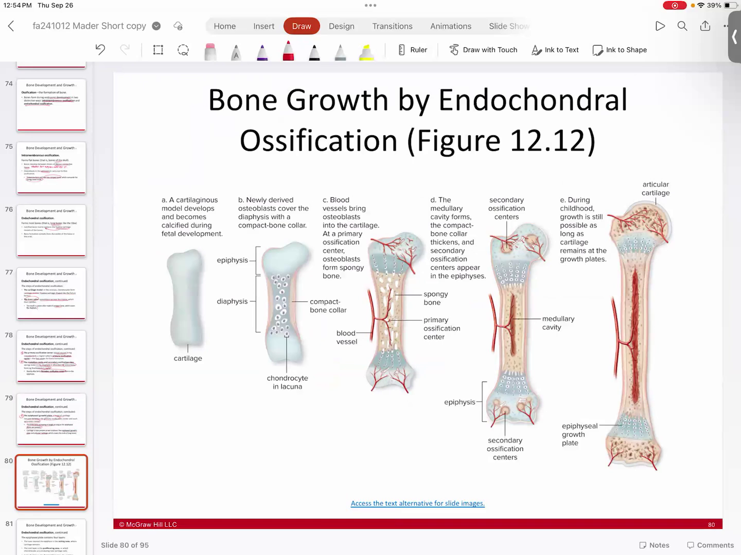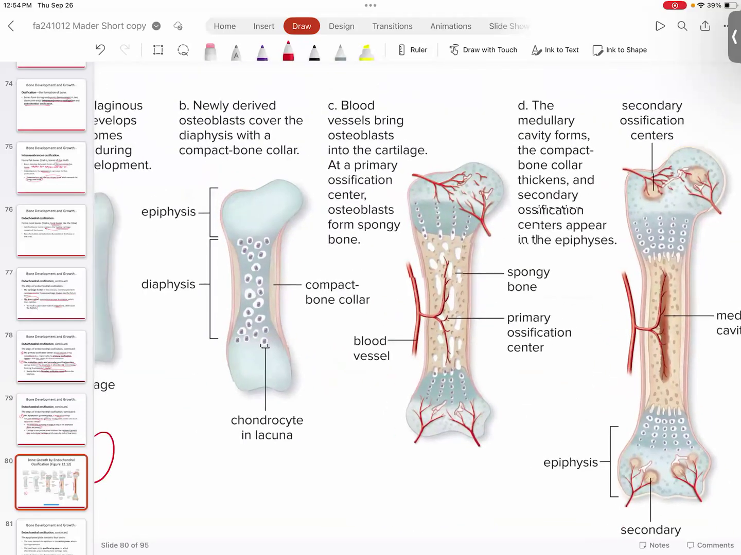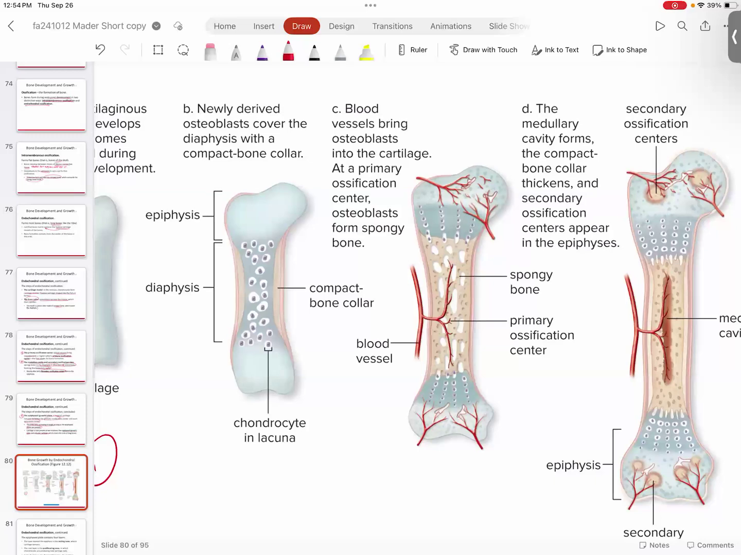So here's basically our first step, our cartilaginous model. Then what happens in the next step is in the diaphysis, your cartilage calcifies. And that seems to be the trigger for bone deposition. That triggers the osteoblasts to come in and start loading bony matrix on this collar. Now, this region right here is calcified. This becomes calcified.